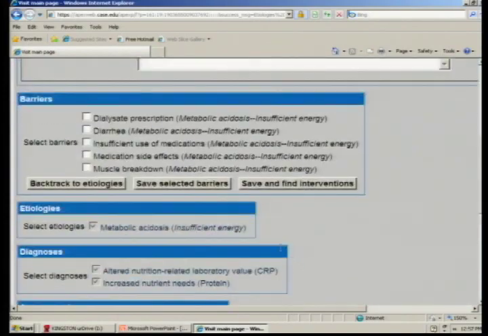And so then here's our list of barriers. Is it their dialysate prescription? Is it the fact that they have diarrhea contributing to this? Insufficient medication use? Medication side effects, or do they have muscle breakdown? I'm going to say it's diarrhea, so I'm going to save and find my interventions.